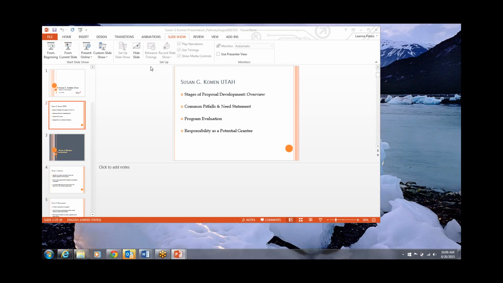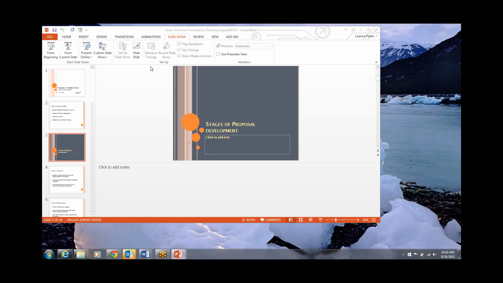We're going to talk about common pitfalls or mistakes, things that come up more often than not, and then talk about generating a need statement or a statement of need, however you want to say it. We're going to talk about program evaluation and some of the points that are important. I know that's a big part of your reporting, and we're going to talk about some ways that hopefully everybody can maybe feel a little less overwhelmed when the reporting is due. And then we're going to go over your responsibilities as a potential grantee, as well as Leanne's responsibilities and Coleman's responsibilities to you guys as potential grantees.